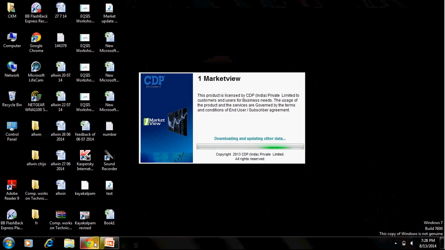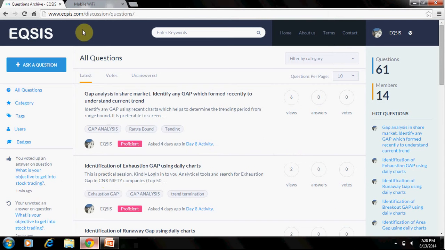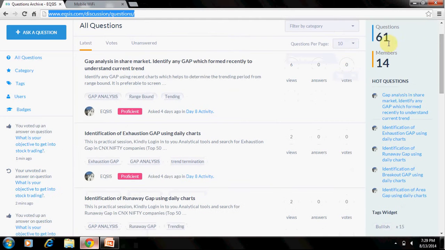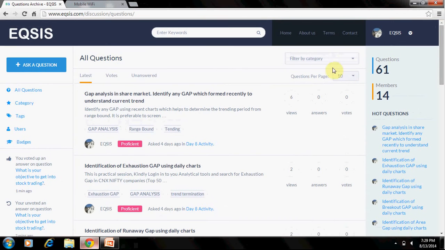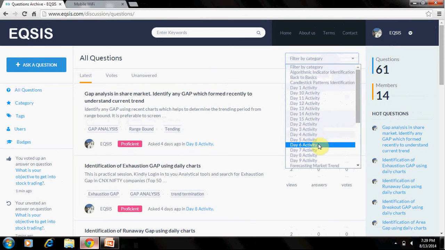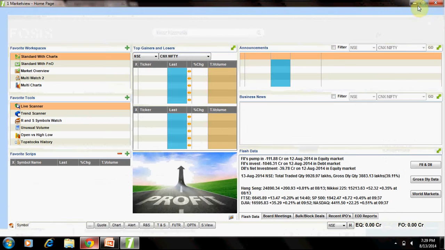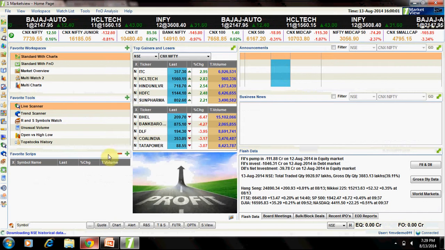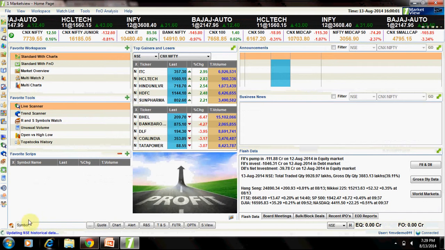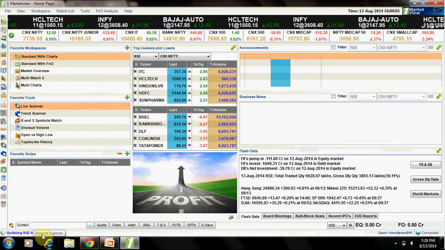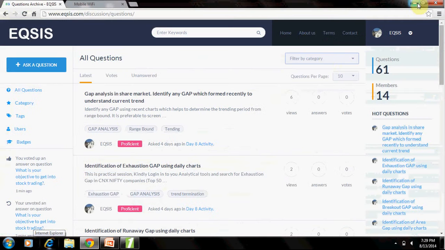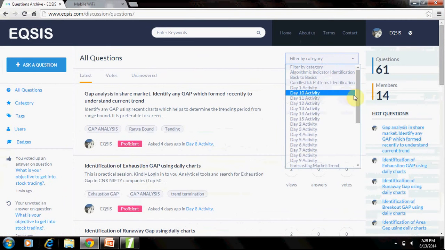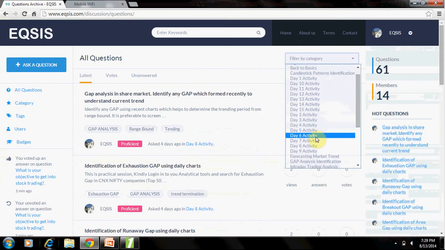Now you have to go back to your Gmail. I hope you know the forum ID. So just come to our forum and log in. I hope you have completed till day 5. Now you have to choose day 6. The software is open for the time being till it downloads all the historical data. Do not disturb the software. Just minimize it, and come here and go to the day 6 activity.